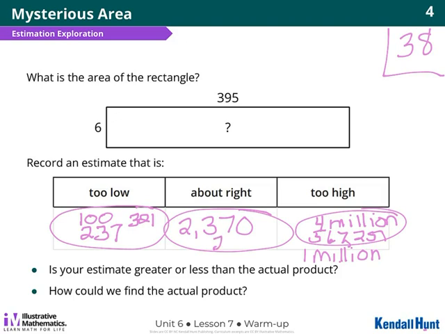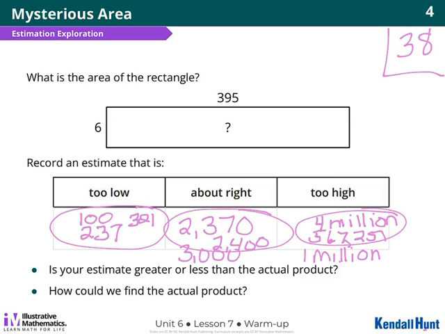Riker, so you got 2,400 because it says about. Okay, Delaney. Maybe it's 3,000. Okay, hands down. Is your estimate greater or less than the actual product? How could we find the actual product?